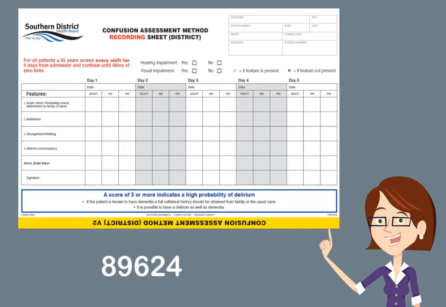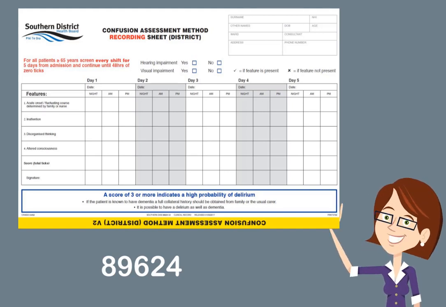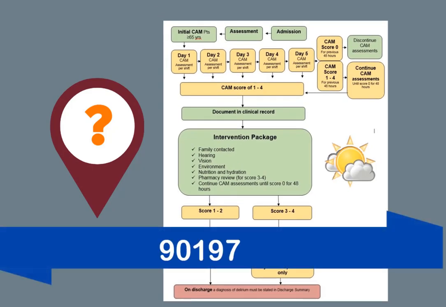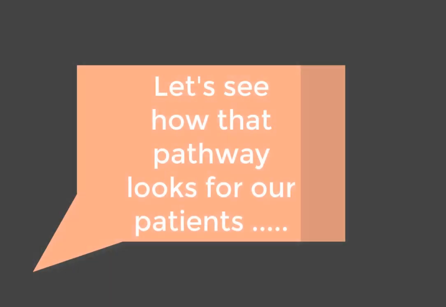And these scores are recorded on the Confusion Assessment Method prompt sheet, which is MIDAS 89624, and you can see that here. As you can see, this sheet has some clear prompt space to record your answers. There are also some easy tick boxes at the bottom of the sheet, so it's really easy to tot up the patient's score. So when do we actually do the CAM for our patients? Well, for this we can use the delirium management pathway, which you can see here. On MIDAS, this is document 90197.